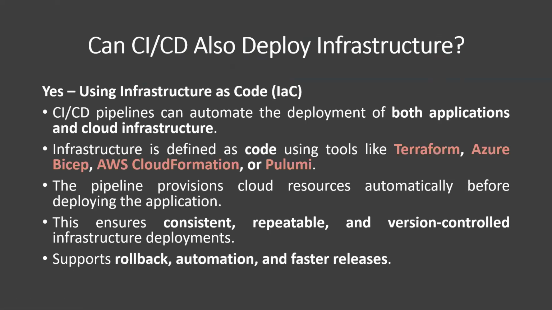And can CI/CD also deploy infrastructure? Yes, CI/CD can also deploy infrastructure by using code, so IaC, infrastructure as code. CI/CD pipelines can automate the deployment of both applications and cloud infrastructure. And infrastructure is defined as code using tools like Terraform, Azure Bicep, AWS CloudFormation, or Pulumi. So the pipeline provisions cloud resources automatically before deploying the application, and this ensures consistent, repeatable, and version-controlled infrastructure deployments. And it also supports rollback automation and faster releases.